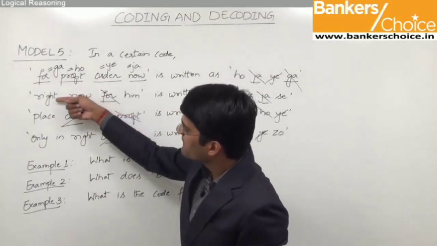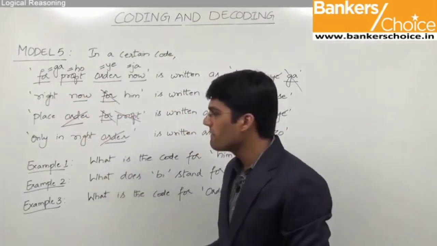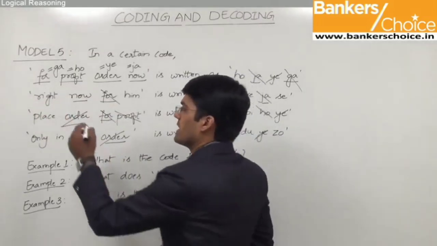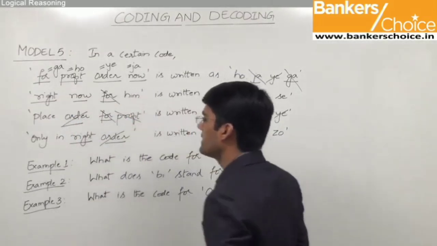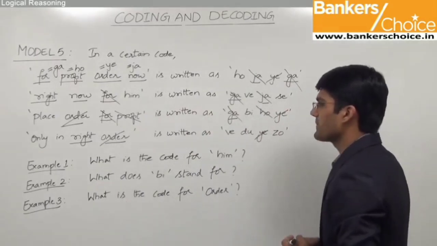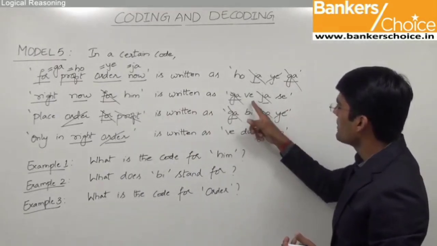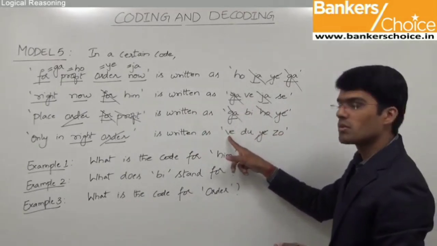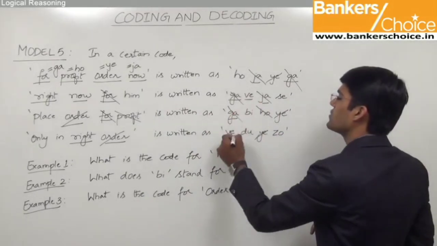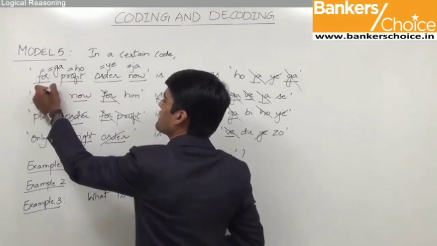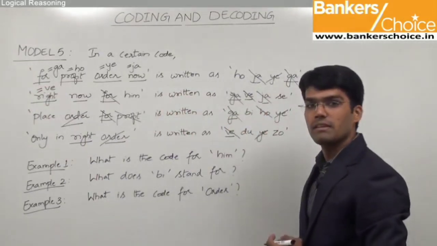Now from the second statement and the fourth statement, we find that the word right is common. So let us now find out the code for right on this side. So from the second and fourth statement here, the word which is common is VE. So clearly the code for right should be VE. So just strike it off and take it on this side. That means right should be taken as VE.